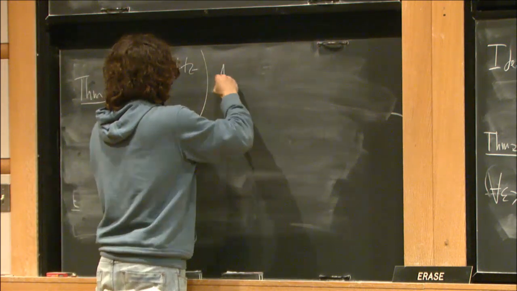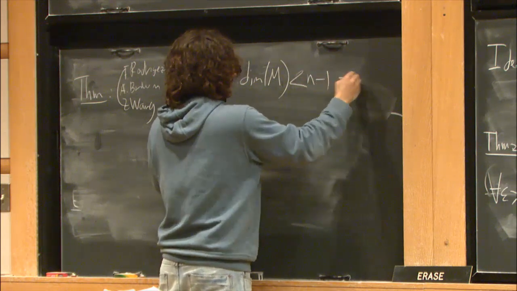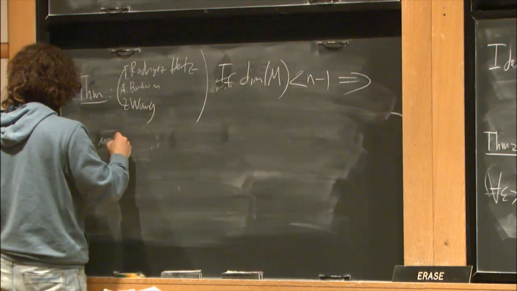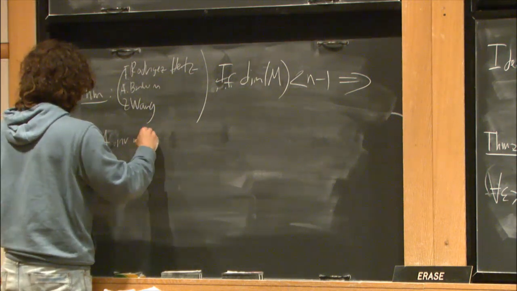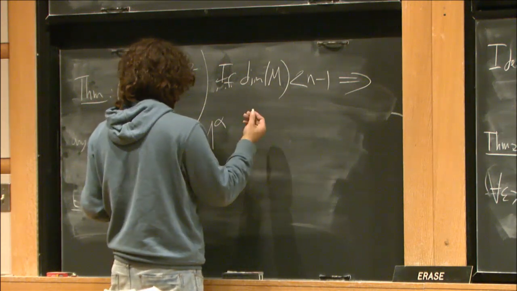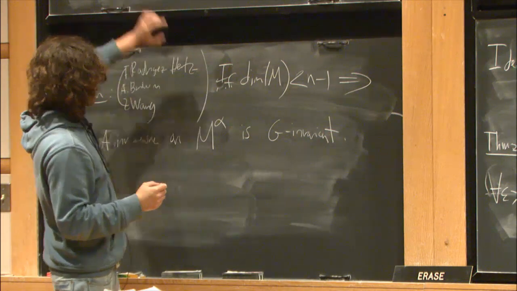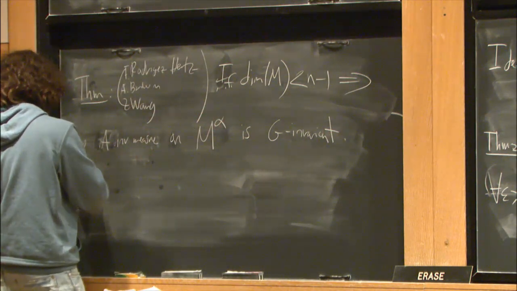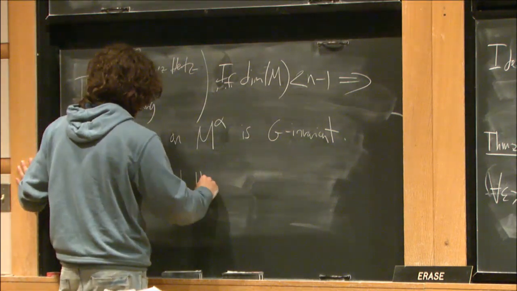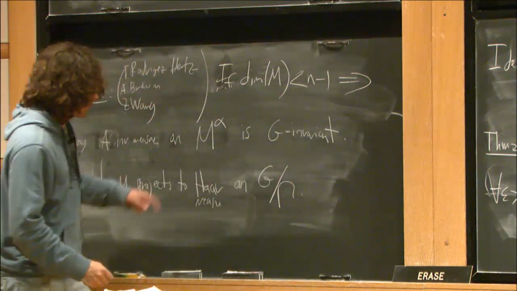And it says that if the dimension of M is less than n minus 1, then any A invariant measure on M alpha, so in this suspension, is G invariant, provided that it is kind of similar to this one, apart from the torus, but provided that the measure mu projects to Haar in the base, projects to Haar measure on G mod gamma.